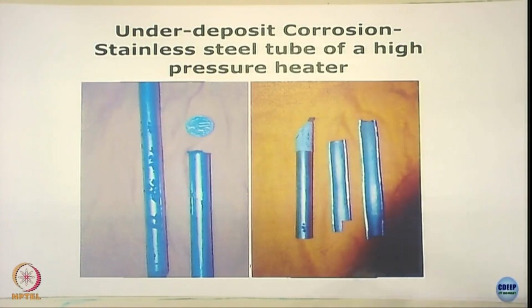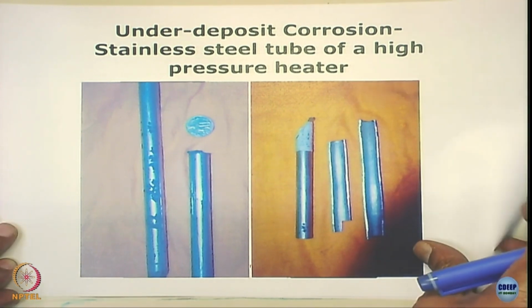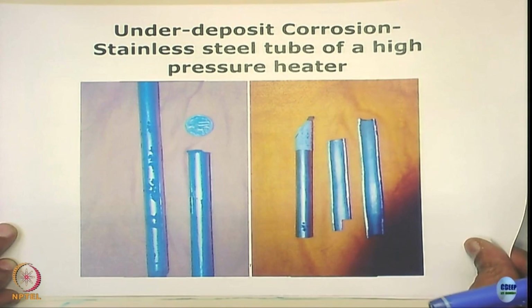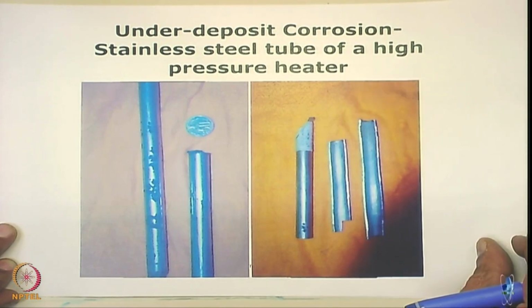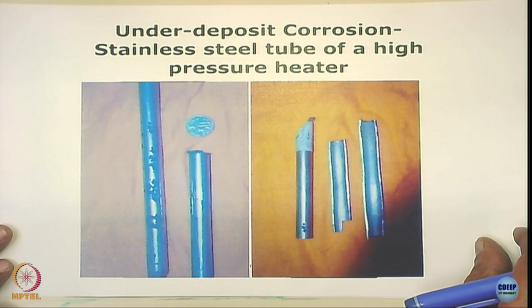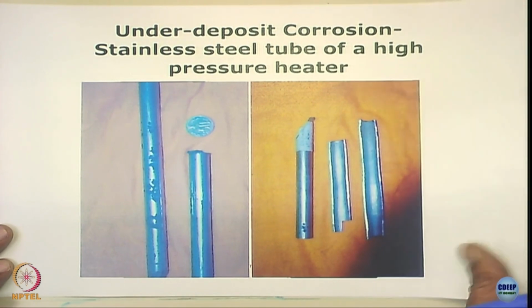So, wherever there are deposits, below the deposits it can cause corrosion of, in this case, the stainless steel. This is a common industrial problem, and it can cause premature failure of the industrial component actually.